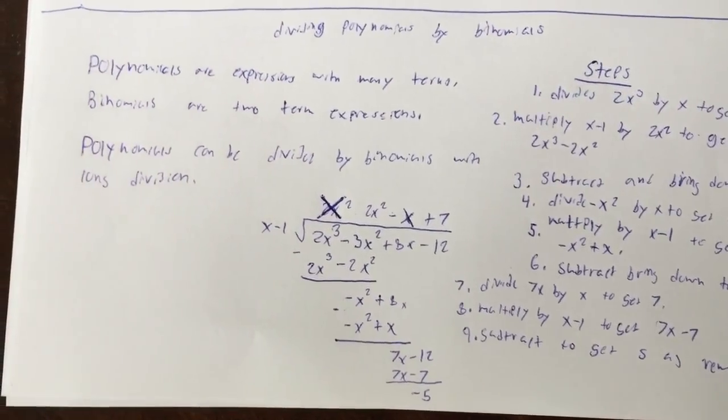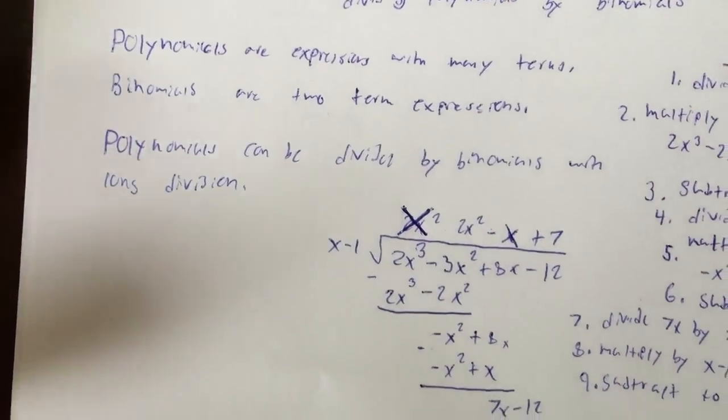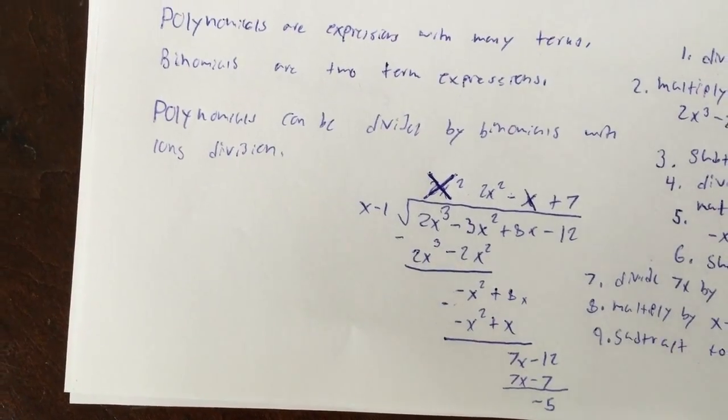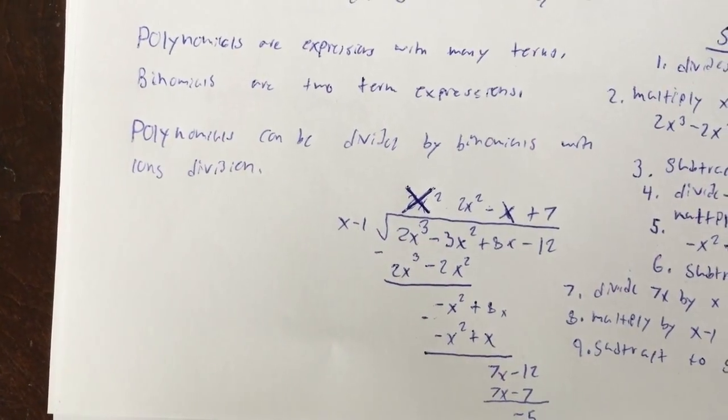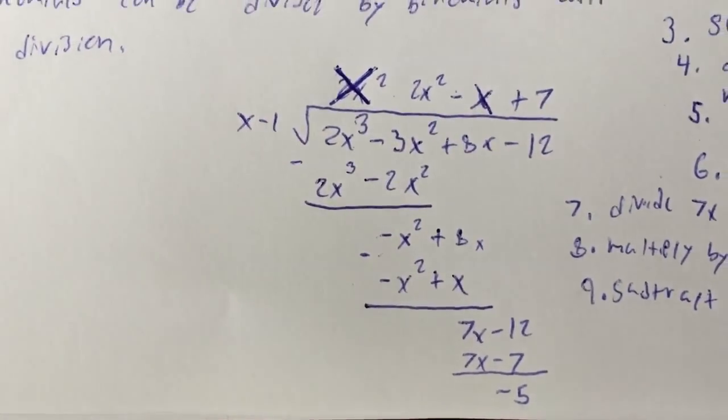Dividing polynomials is fairly the same, but slightly different. So as a recap, polynomials are expressions with many terms, binomials only have 2 terms, and polynomials can be divided by binomials in long division. So this is just one little thing to get you guys going.